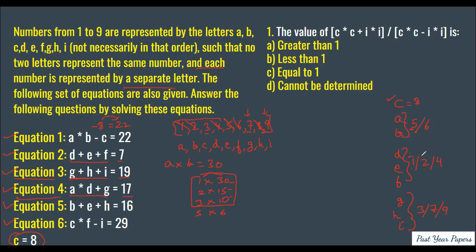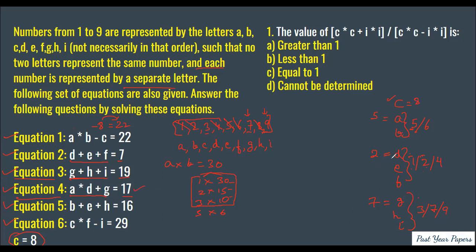Okay, let me assume D as 2 and A as 5. 5 times 2 is 10. 10 plus 3 is 13. 10 plus 7 is 17. Yes, now I'm getting 17. If A is 5, D is 2, and G is 7, this satisfies equation 4, right?